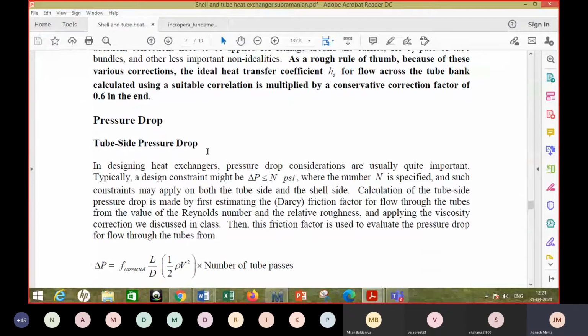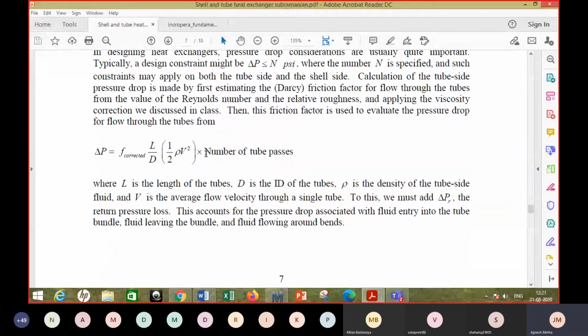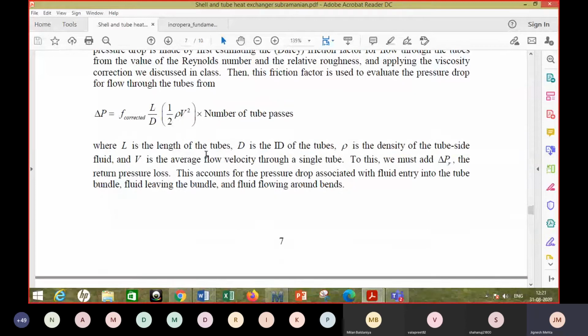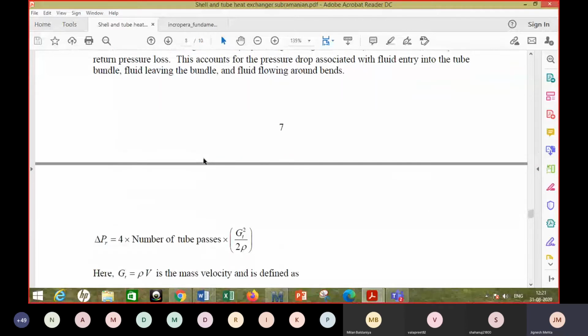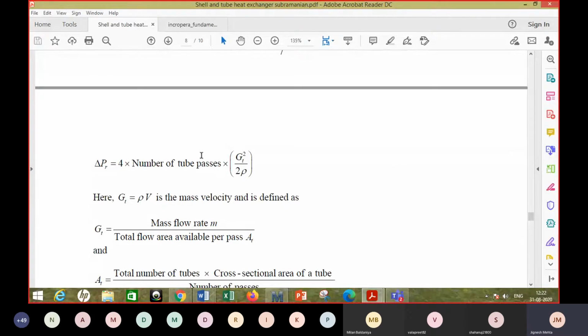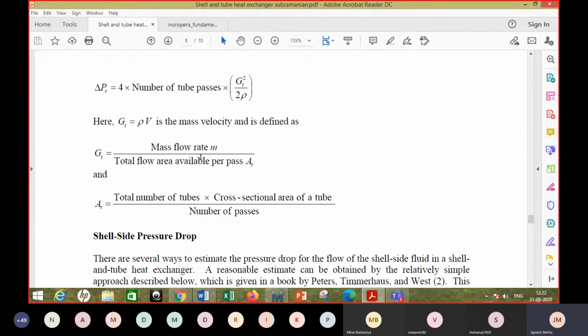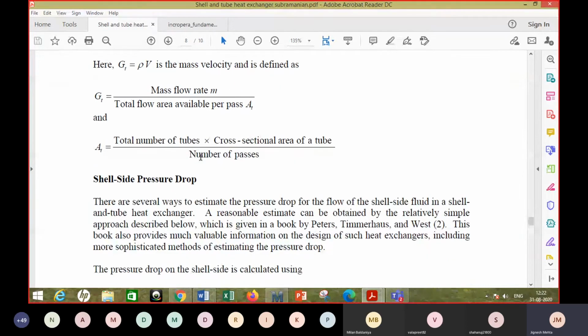And you can also find the pressure drops, right, with the help of the relevant formula on the tube side as well as on the shell side. You have to find the F, that is the friction factor, Moody's friction factor, and then based on that you can find out delta P.